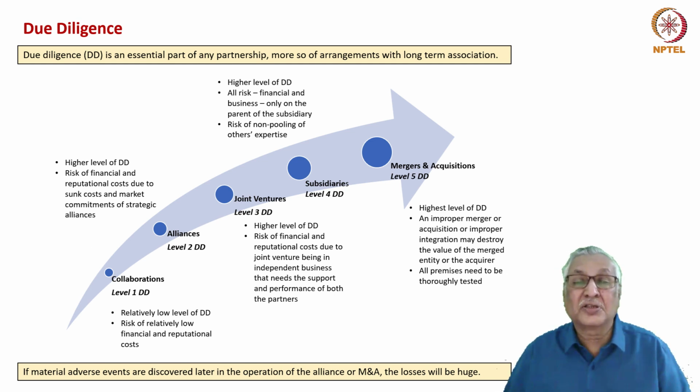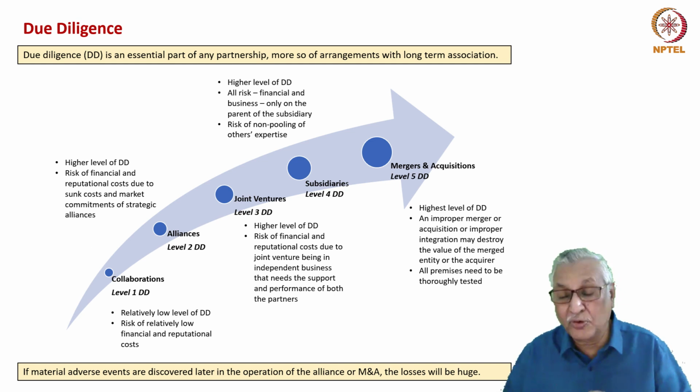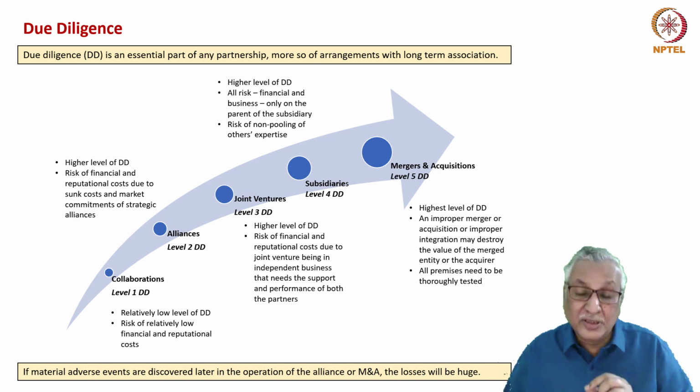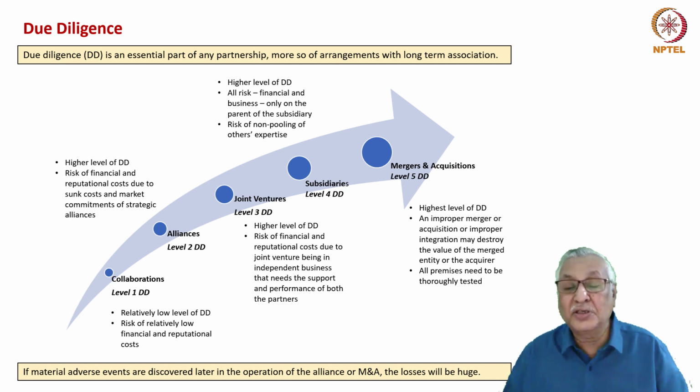Therefore, there is a risk that is involved in subsidiary formation, whether it is for own purpose or for investor purpose. The other risk is that the other's expertise is not available for pooling. In collaborations, alliances, and joint ventures, the expertise of the partners is available for pooling into the platform. Whereas in respect of wholly owned subsidiaries, particularly, the external expertise is not available.